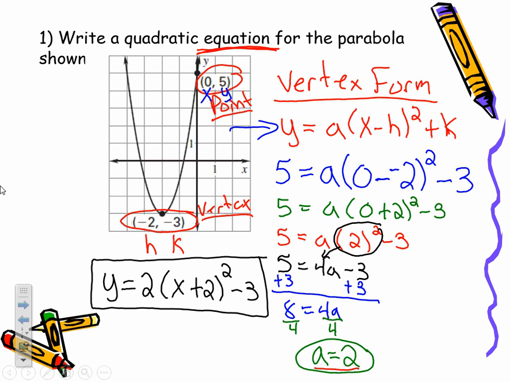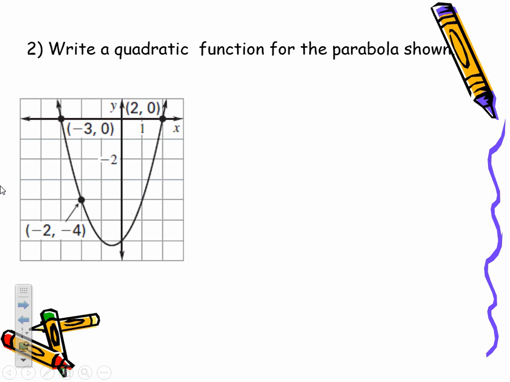Alright, now moving on to example number 2. Write a quadratic formula for the parabola shown. Once again, you guys don't have to draw the parabola. We just want to figure out what we have, what information. If we look at this one, we don't have a vertex. So right away we're like, oh, can't use vertex form. But we do have 2 points here. These 2 points are called our what?